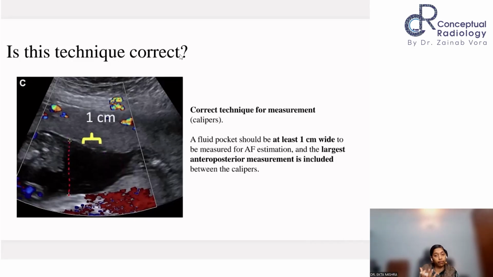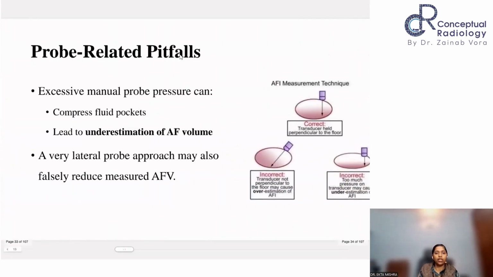And if you're taking DVP, again, the parameters remain the same, 1 centimeter width at least. Then you can have some probe-related pitfalls. If you press too hard, then you are going to compress the pockets that will lead to underestimation.